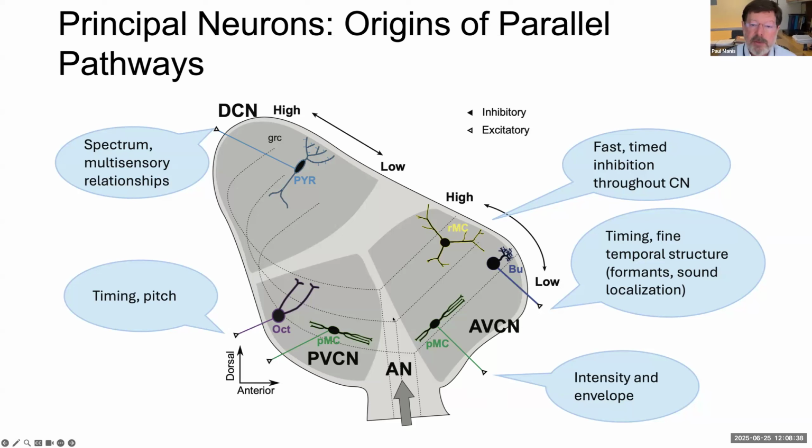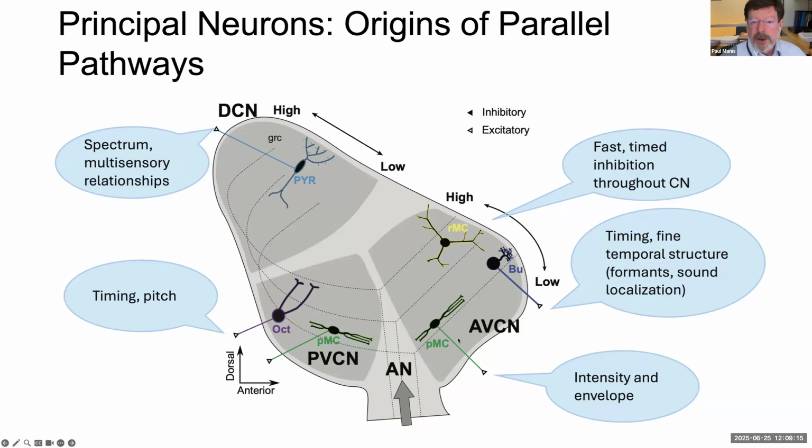The different principal neurons of the cochlear nucleus are indicated here, and a little bit about the functions that we sort of canonically think that they're involved in, starting with the bushy cells, which are amongst the best studied cells in the nucleus. They receive input from the auditory nerve with large endings called end bulbs of Held. They project into the superior olivary complex, and they're really good at conveying information about the timing and fine temporal structure of sounds, such as formants and cues that are used for sound localization for low frequency sounds.